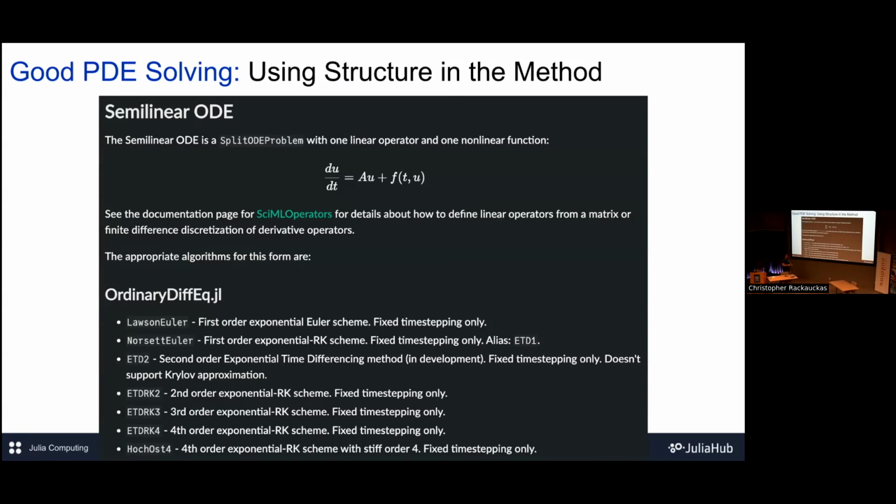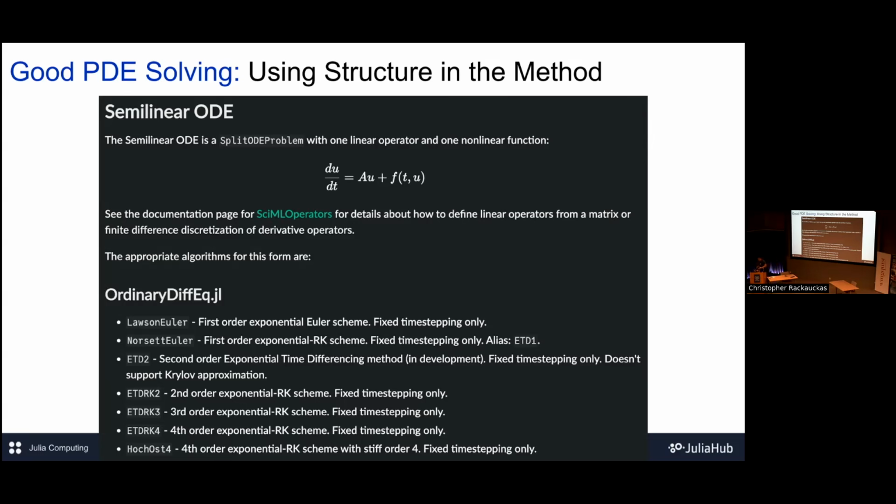Now there are ODE solvers for forms, right? You can say, I have a semi-linear ODE. Here's A and here's F. Here's a set of solvers that are specific to only handling that, and they bake in all these exponential Krylov and ExpRK type methods. And if you use a standard ODE solver on them, well, it knows how to compute plus, so it can use the standard ODE solvers on them as well, right?